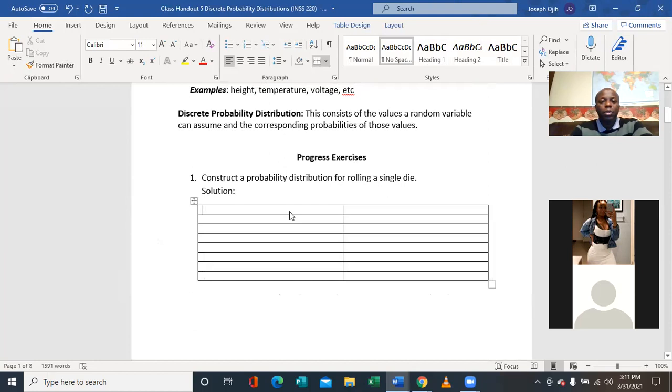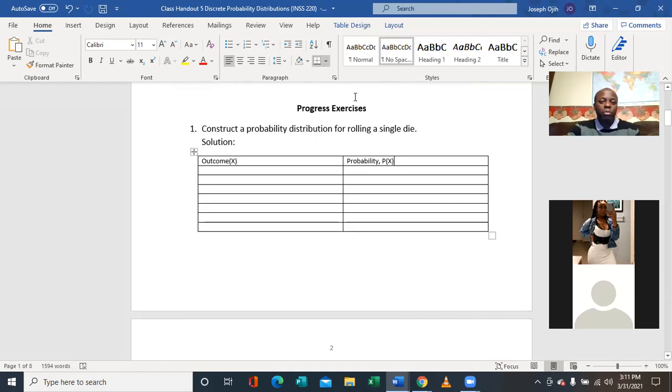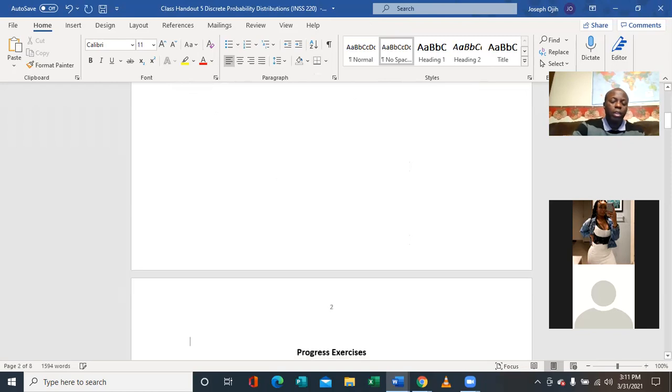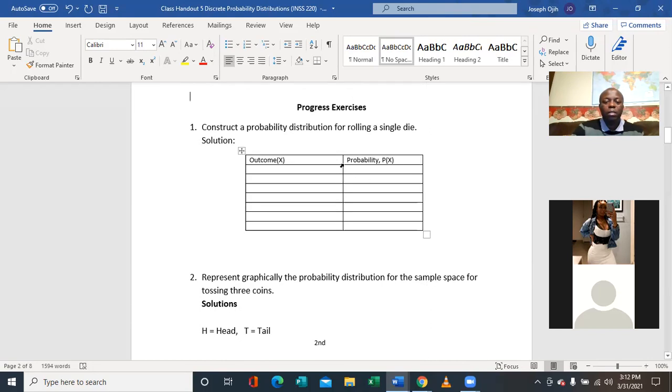We have the outcome, for a single dice. We use X to denote those outcomes, and the probability of X, P(X). We call it P of X. Let me move this to the next page so I have enough room. What I'm trying to answer here is to construct the probability distribution for a single dice. So this is the outcome, and this is the probability of those outcomes.